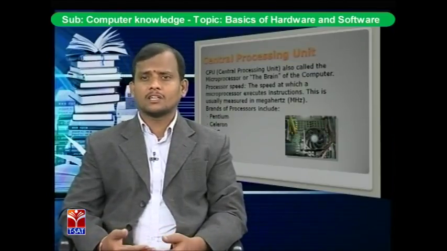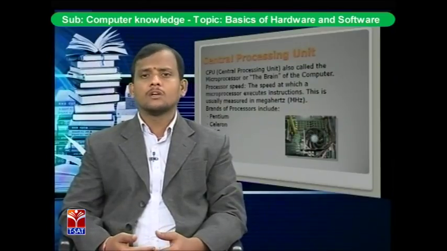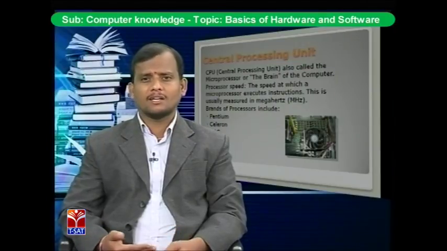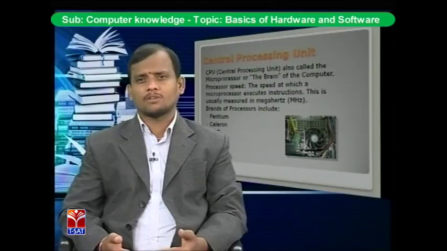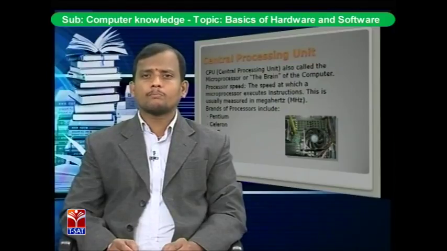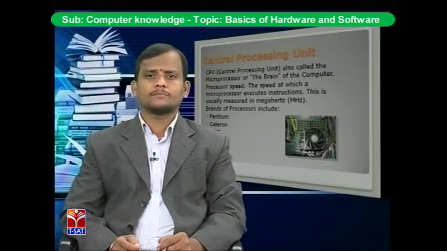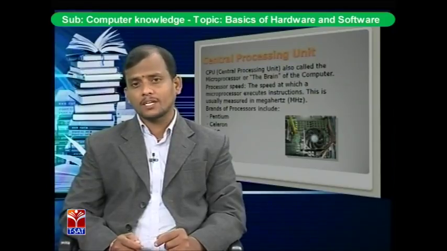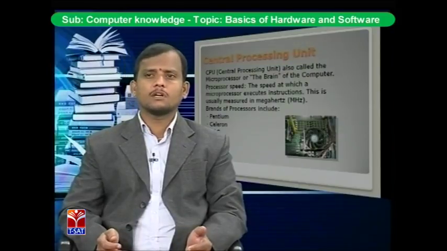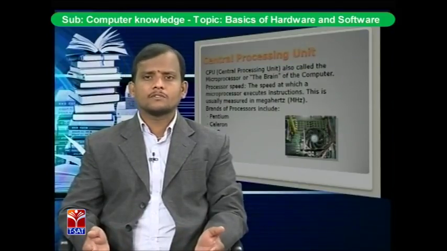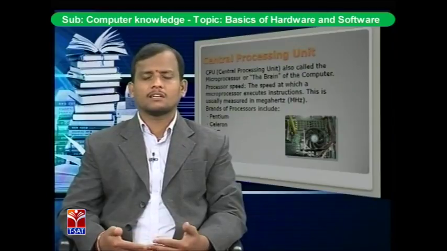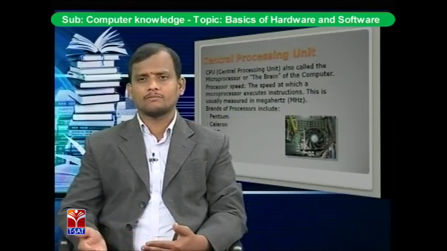It is usually measured in gigahertz. A few of the microprocessors are Pentium, Celeron, AMD, Cyrix, and Intel. The job of the CPU is to process the instruction of the user. Suppose the user wants to calculate a plus b. You give the a value and the b value, then it does the arithmetic logic, calculates a plus b and gives the output.